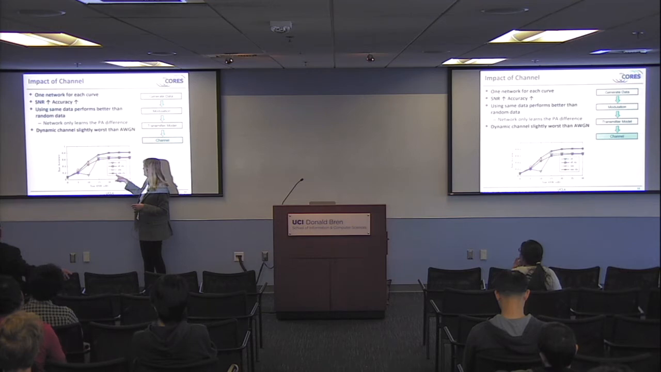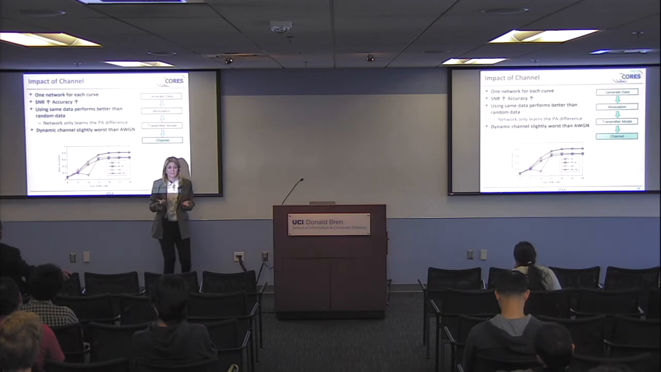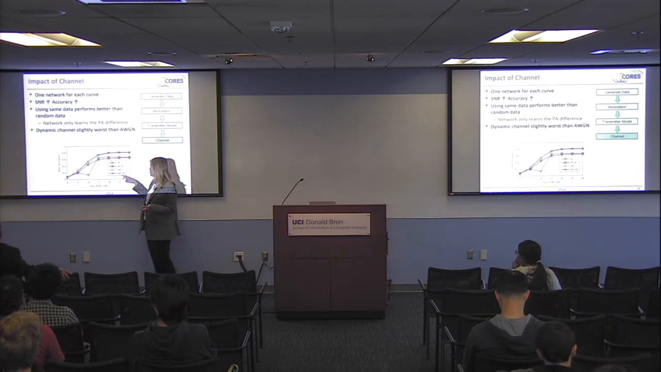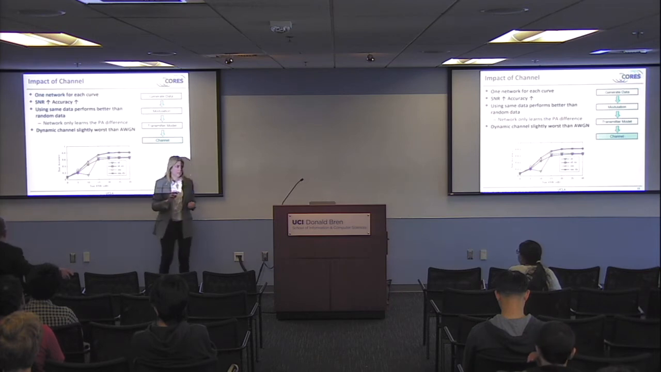Obviously, the same data is always better, as we expected, and then different data is the blue and red, meaning that randomly, so data impacts you, but if you look at it, it's not that big of a gap. And the other one is the dynamic channel versus just noise only. So we see that the noise only also helps us improve as opposed to dynamic channel.